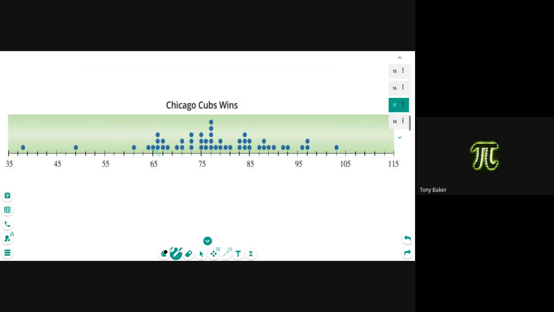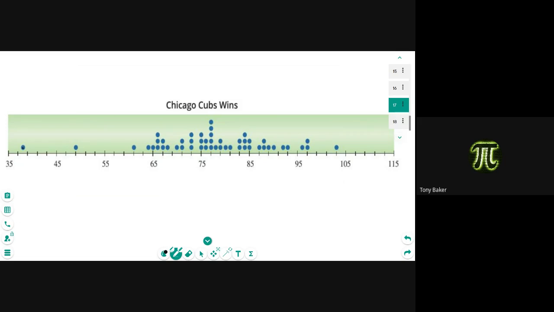Yes, in one season they only won 65 games. In one season they won 103. In one season they won 38, which the Chicago White Sox might do this season. Sorry if anybody's a Chicago White Sox fan. All right.